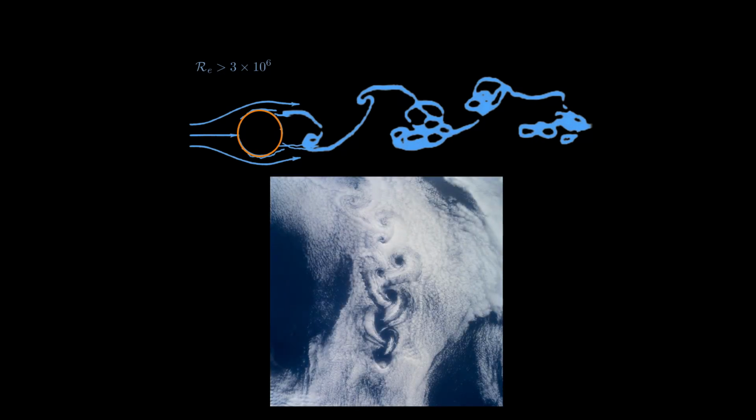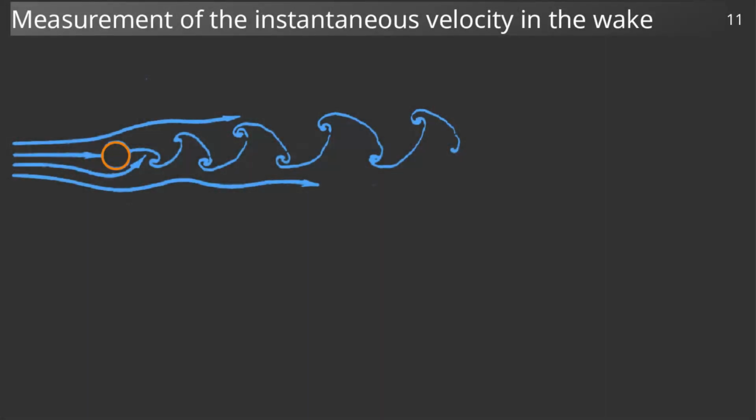Look, for example, at the wake of this island off Japan. The clouds clearly draw successive vortices downstream the island. The Reynolds number is several billion. Let us now characterize this vortex wake.